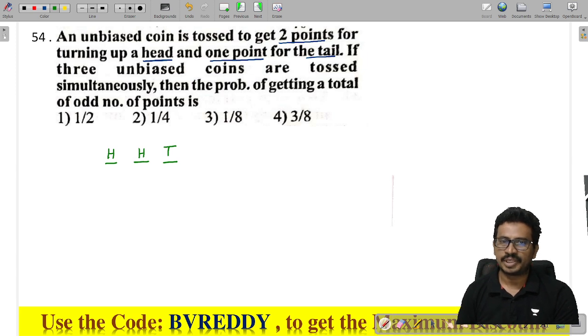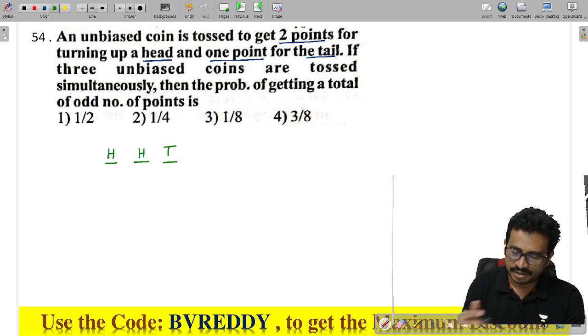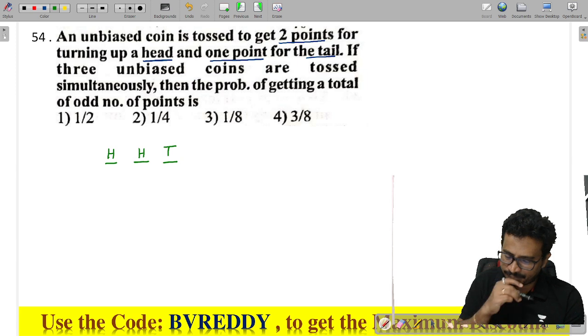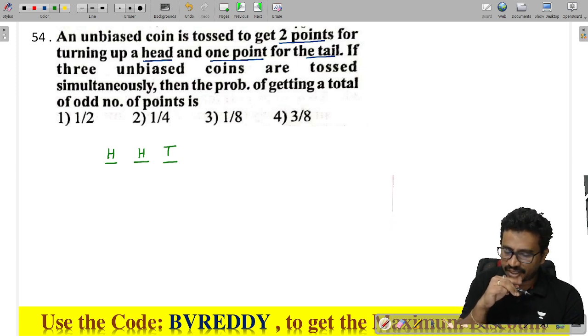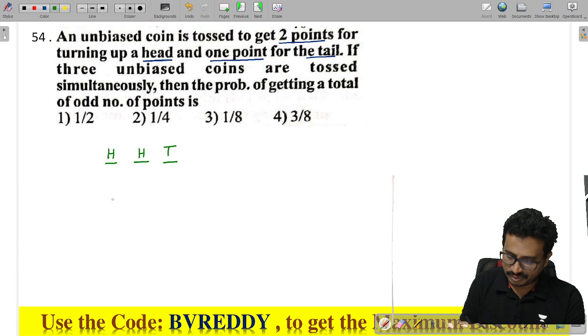This is one combination, isn't it? Next, what are the other combinations? You tell me.